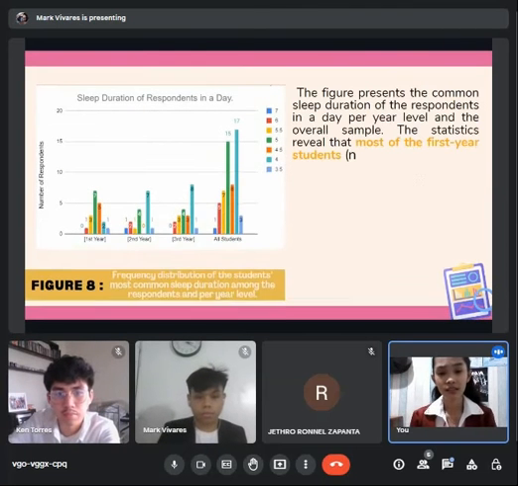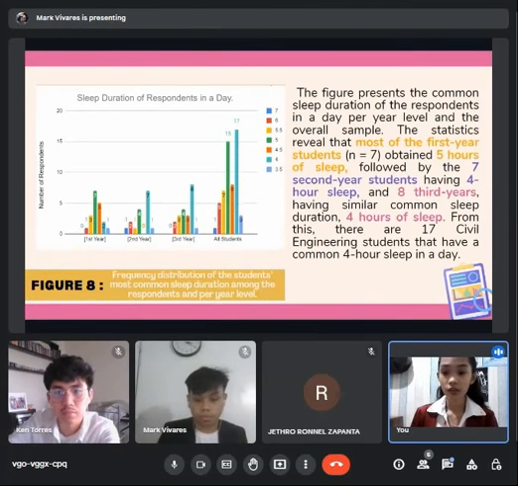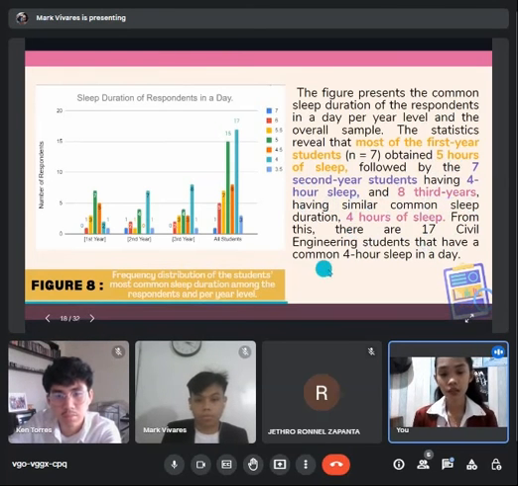Now, utilizing the same statistical tool to identify the most common sleep duration of students, Figure 8 presents that the common sleep duration in a day for the 7 first-year students, which is the majority, is 5 hours, followed by the 7 second-year students having a common 4 hours of sleep in a day, which is similar to the 8 third-year students. From this, there is a total of 17 students that have a common 4 hours of sleep in a day.